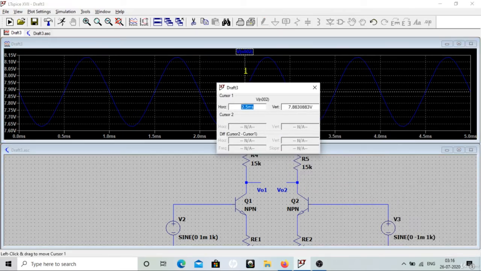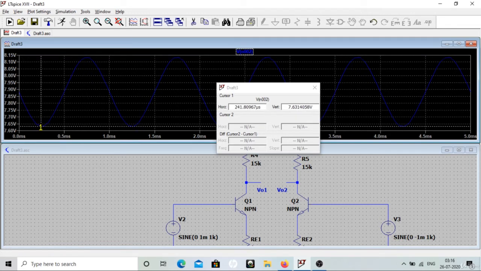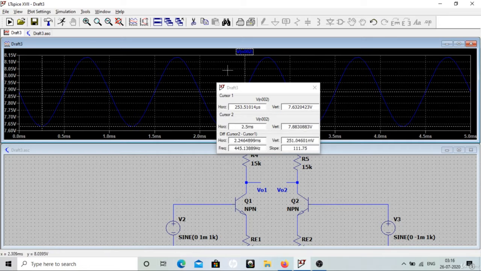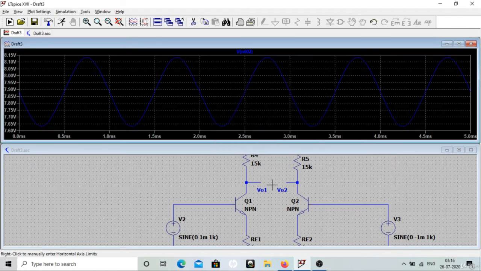So here you can see the maximum you are getting around 8.13, minimum you are getting, let's keep it cursor 1, cursor 2 I'll keep somewhere here. So you can see the difference is almost 500. If you divide by 2, you will get the gain, around 250. So half of the differential gain you are getting in the unbalanced output.